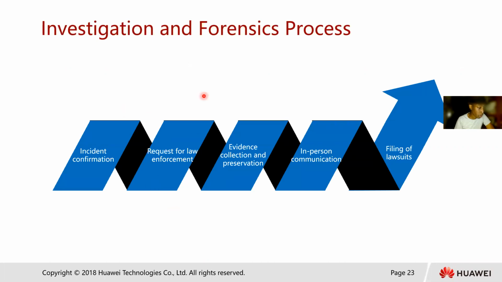So the investigation and forensic process usually comes with incident confirmation, request for law enforcement, evidence collection and preservation, in-person communication, and filing of lawsuits. Even in criminal circles, I don't know why the digital side of things is not usually looked at a lot. You hear somebody killed another person, but sometimes the digital trail can give you a clear picture of what happened before that murder took place.